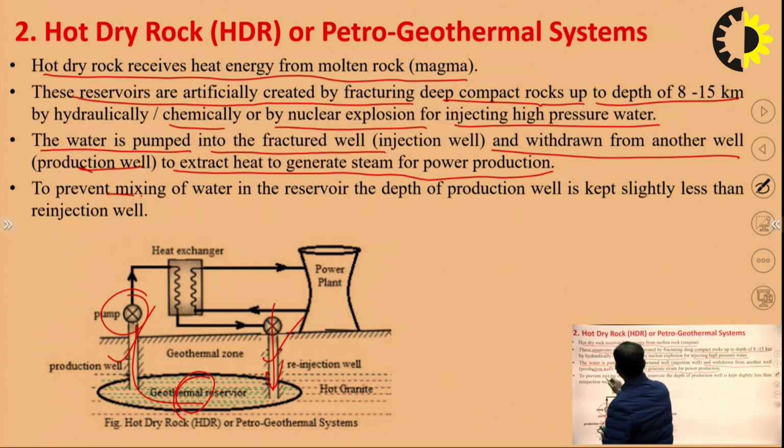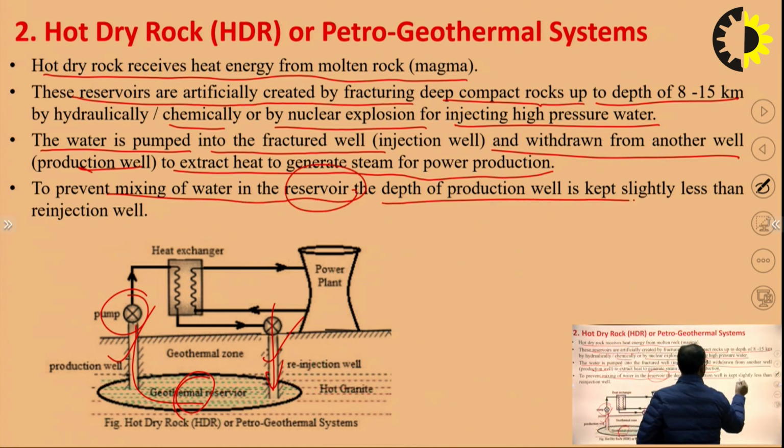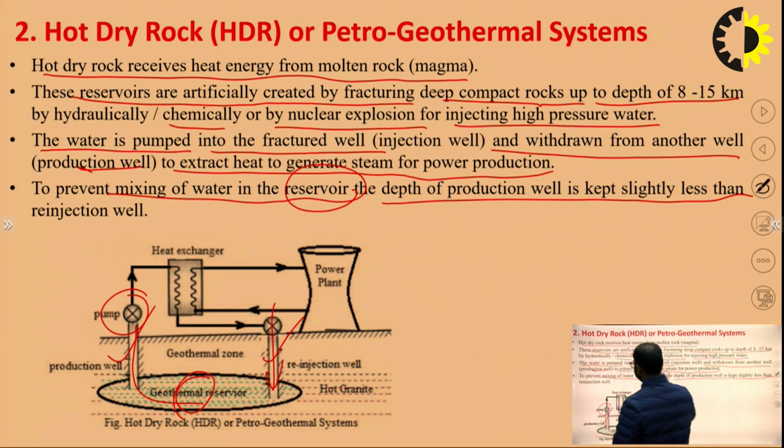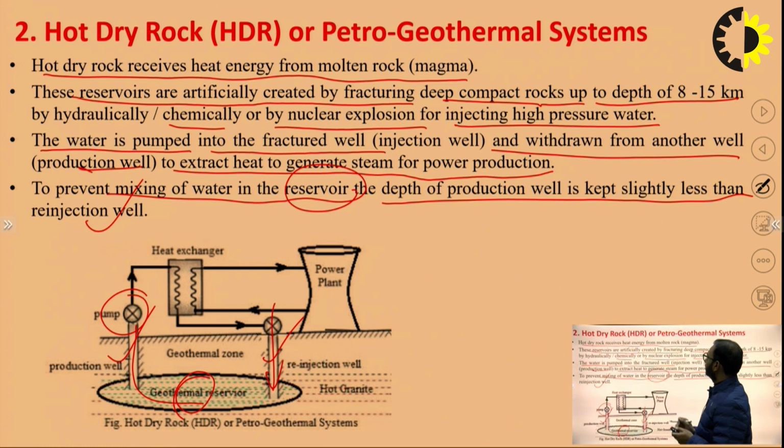To prevent the mixing of water in the reservoir, the depth of the production well is kept slightly less than the re-injection well. Okay, so this is the hot dry rock or petro geothermal system.